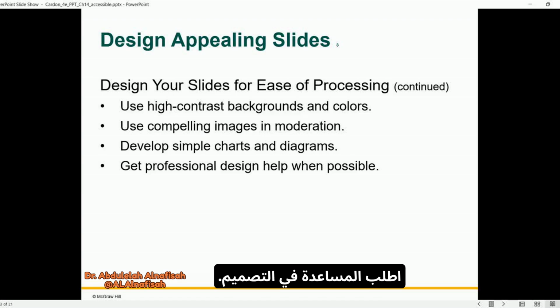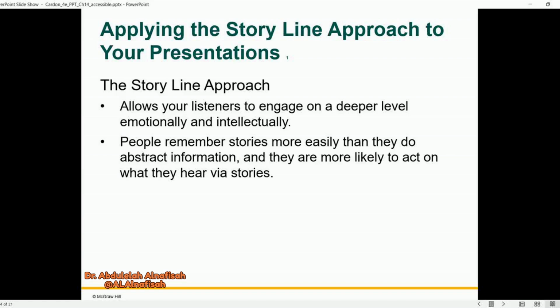Seek design assistance. For high-stakes presentations, consider professional design help. Many organizations have internal resources, and for smaller businesses, hiring outside professionals can lead to significantly improved presentation quality. By following these principles in your slide design, you can ensure that your visual aids enhance rather than hinder your presentation, effectively conveying your message to your audience.